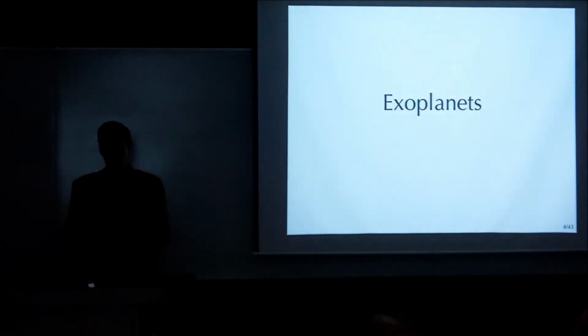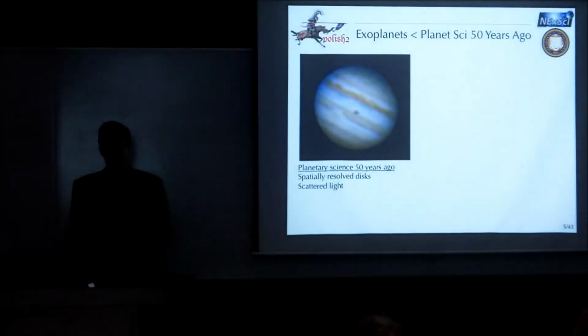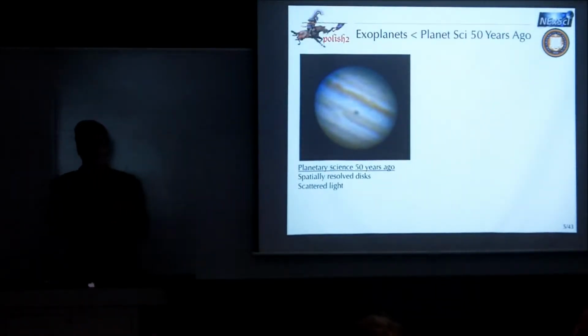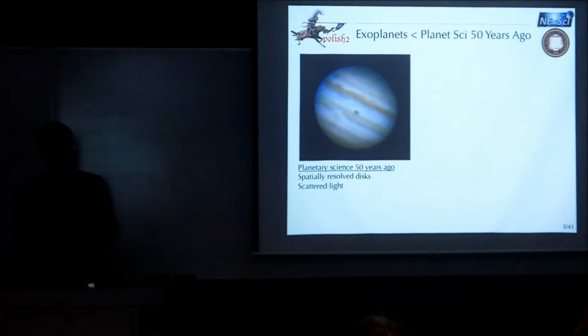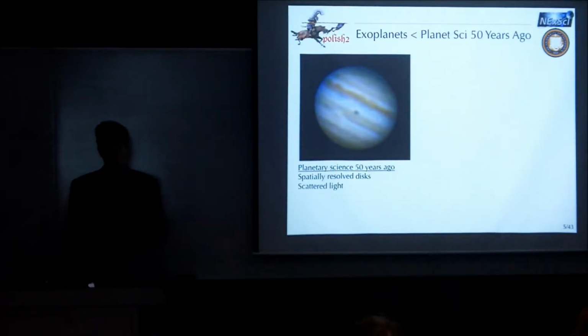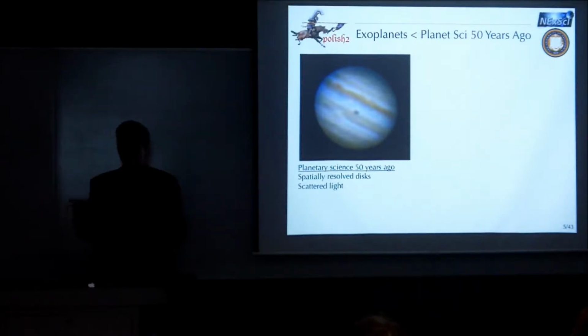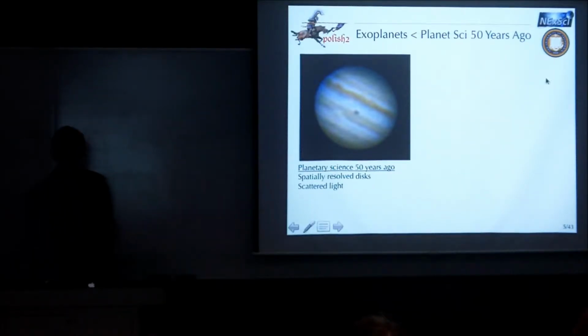And so let's dive into exoplanets, because that's my main area of focus. So it's been said that the status of exoplanet science nowadays is about where solar system planetary science was about 50 years ago. And I think that's mostly wrong for the following reasons.